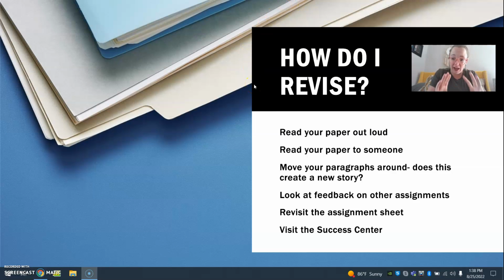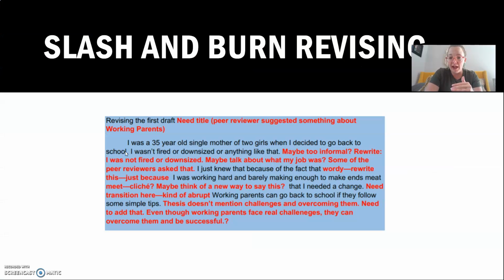So once you've revised, you've made these sort of big picture changes, I want you to take a break. Give your essay a day or two where you don't think about it and you don't look at it. Then I want you to pull it back up and edit. Oh, I'm sorry, I almost skipped this. Slash and burn revising is something your U Writing textbook talks about, and this is also a really helpful technique to actually write in your essay what you're thinking as you go.